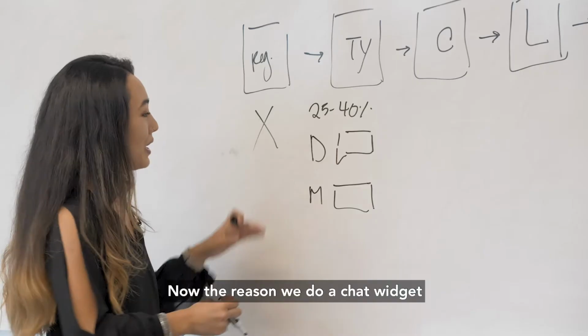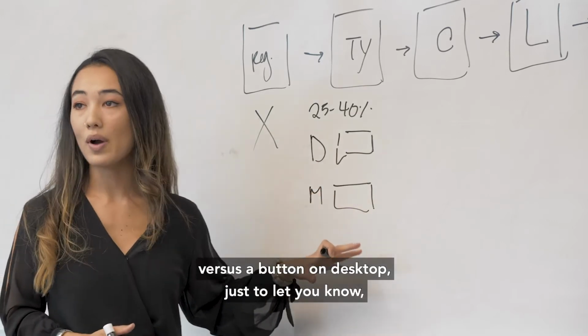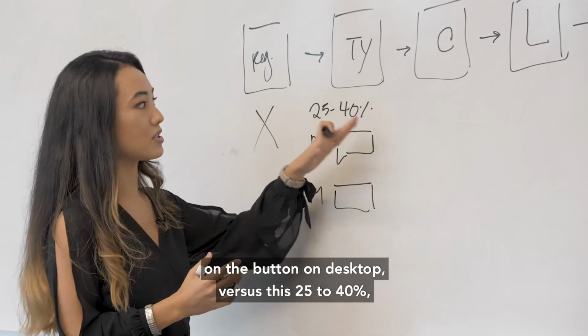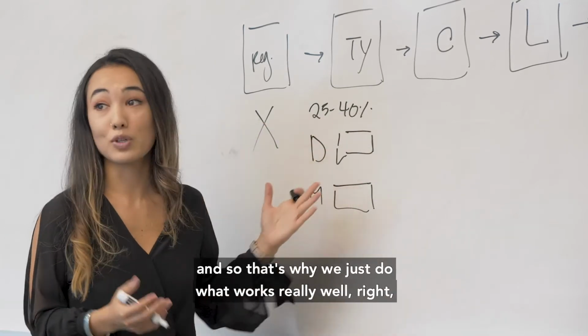Now, the reason we do a chat widget versus a button on desktop, just to let you know, is that we typically see a 1 to 5% opt-in rate on the button on desktop versus this 25 to 40%, which is a huge difference. And so that's why we just do what works really well, right?